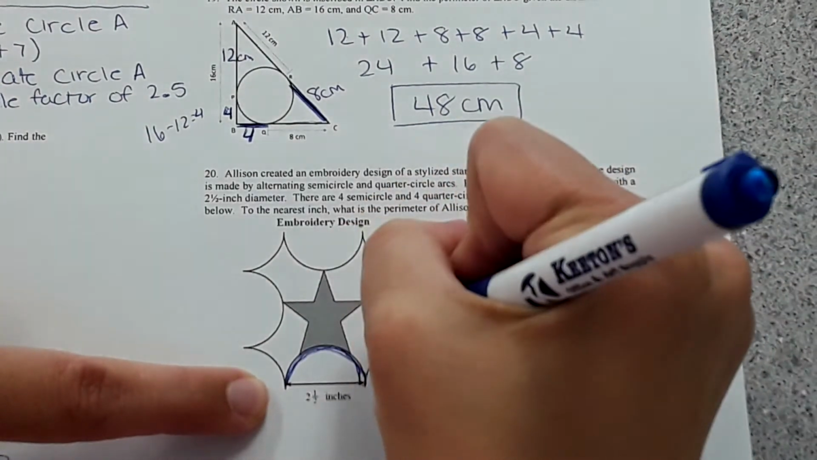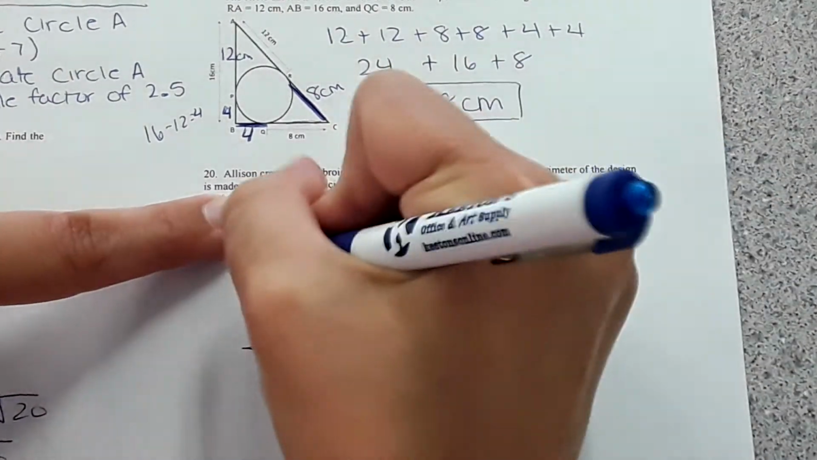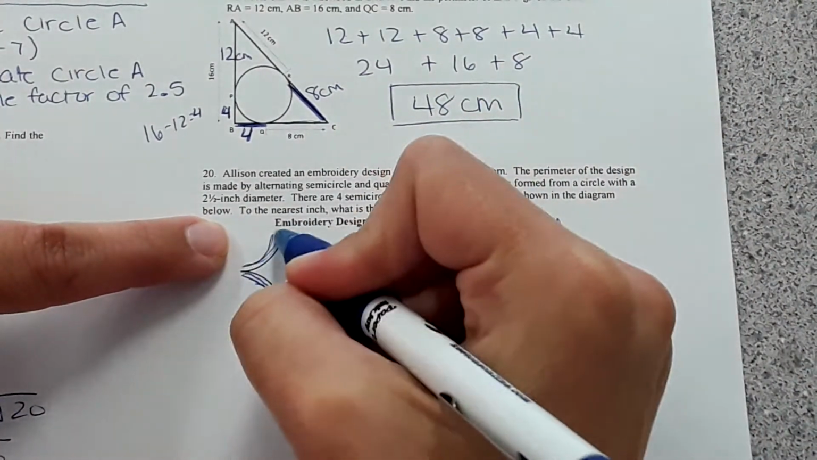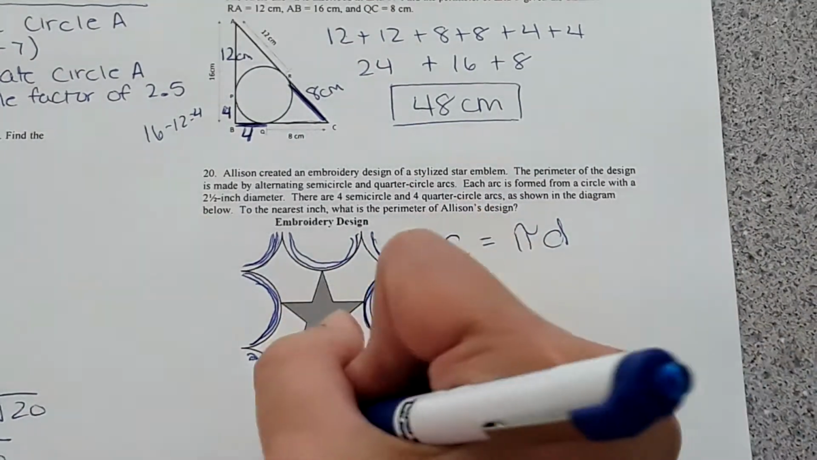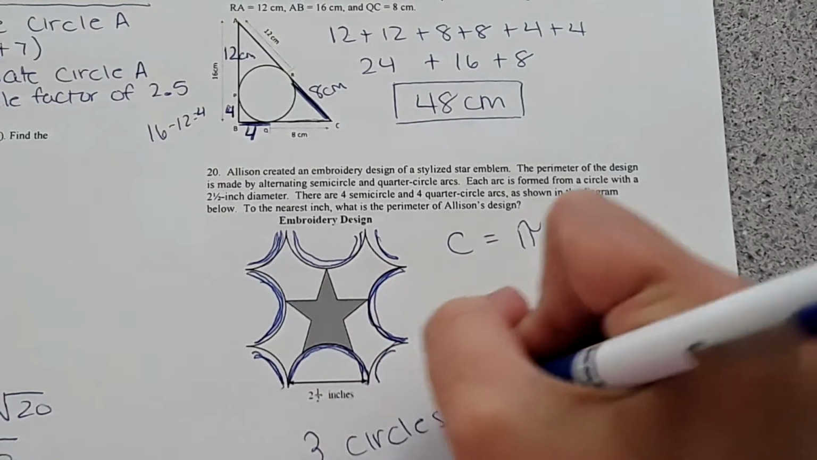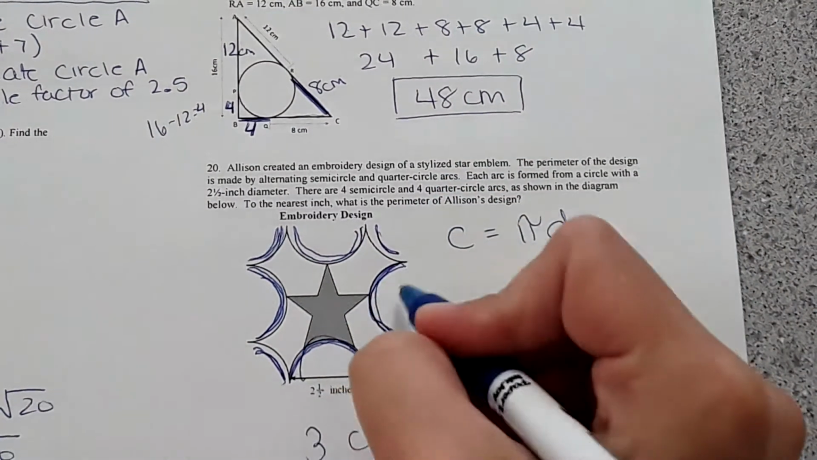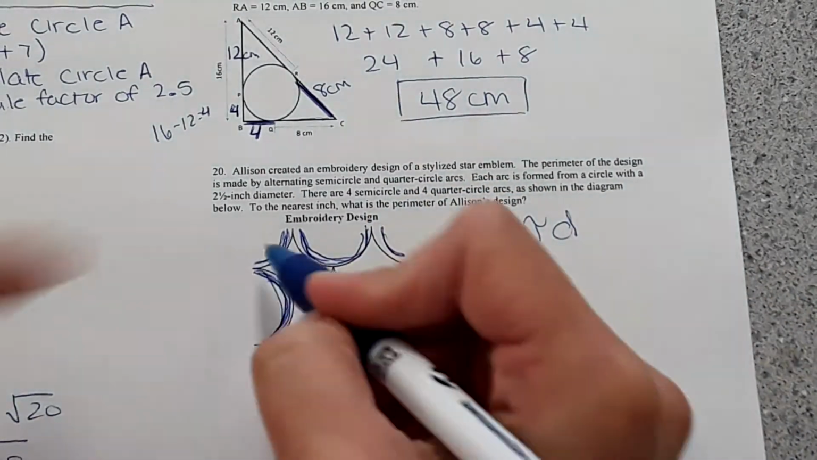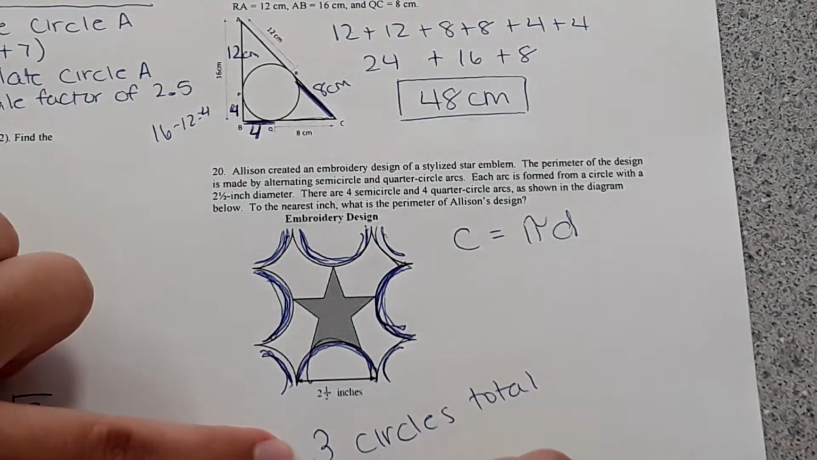Also, notice that if we have half and another half, that would be one whole circle. We have another half and another half, so there we have 2 circles so far. And then it says each one of these is a quarter circle. So there's 1, 2, 3, 4 quarter circles. So there's 3 circles total. Do you want me to show that again? So as far as the perimeter, we have a half circle here, making 1. Then you have a half circle here and a half circle here, making 2. And then each one of these, it says, is a quarter circle. So 4 quarters would make 1 whole circle. So there's 3 circles total.